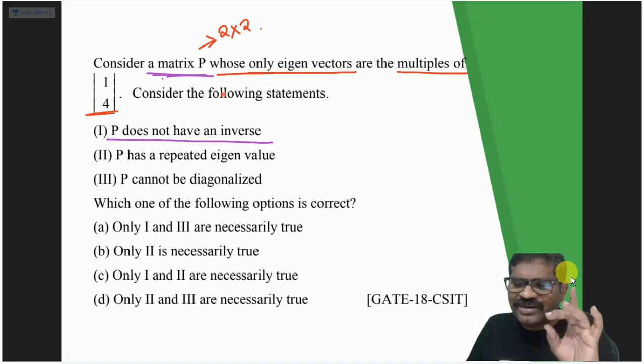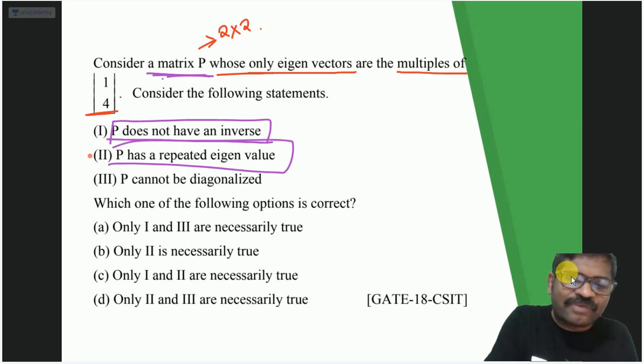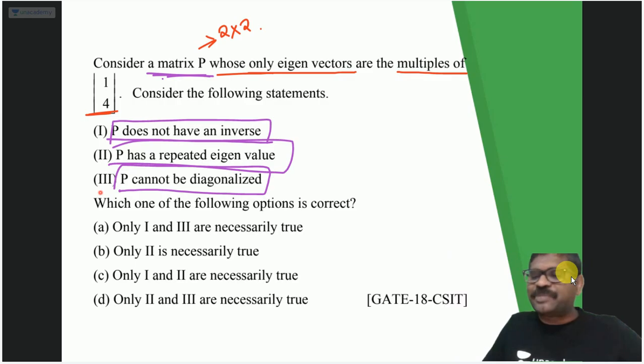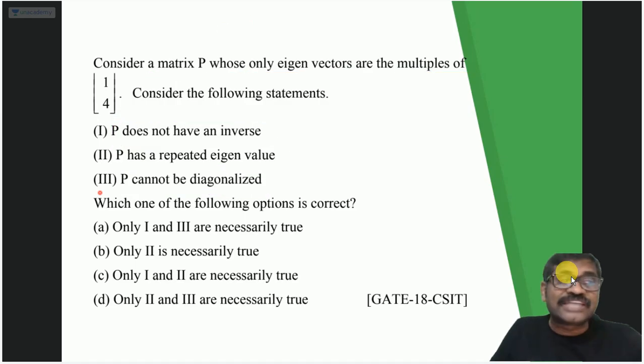Wait. Don't conclude now. Please understand the concept. P does not have an inverse is one statement. P has repeated eigenvalues is another statement. P cannot be diagonalized is another statement. So which of the given statements are true? We have to identify. Catch my point?